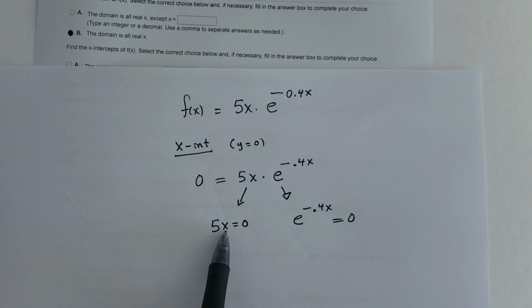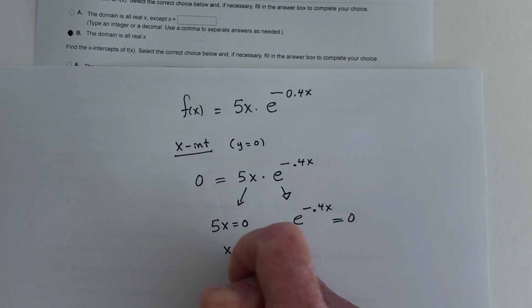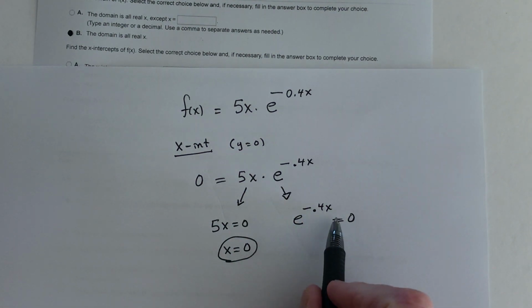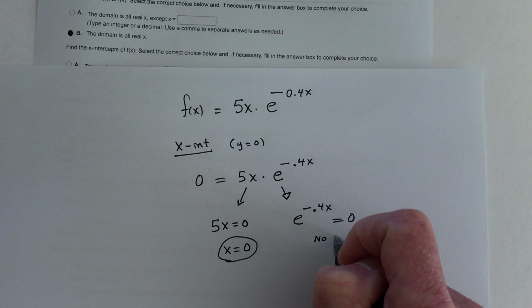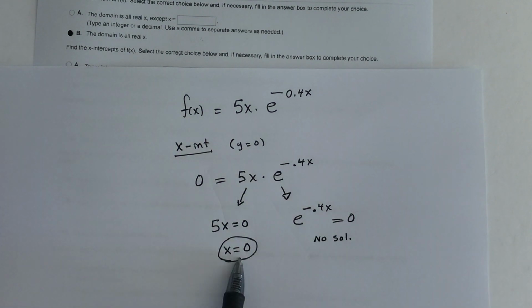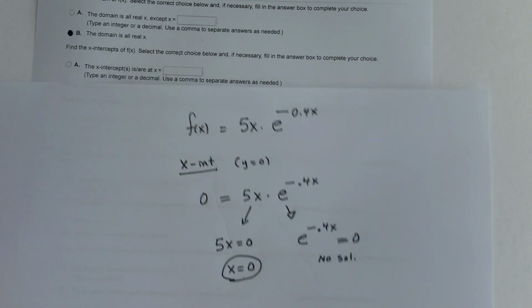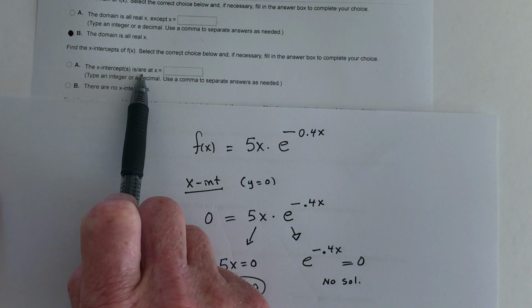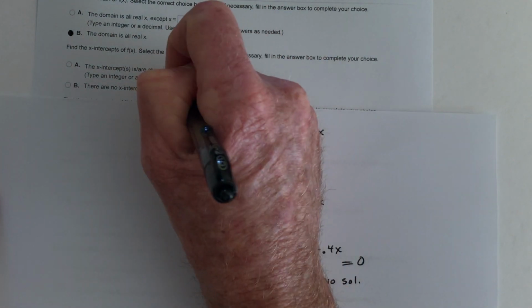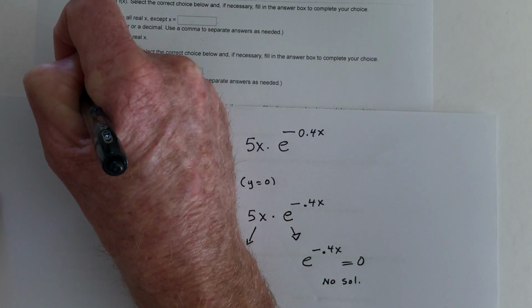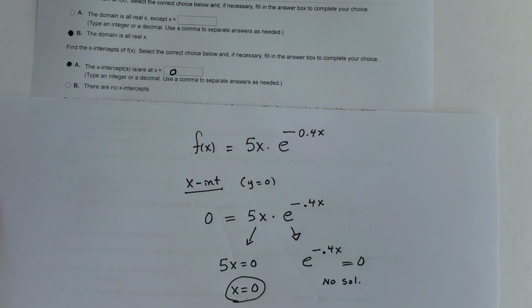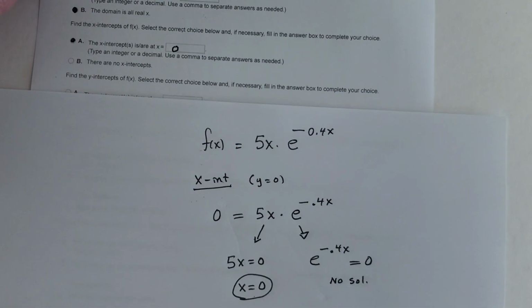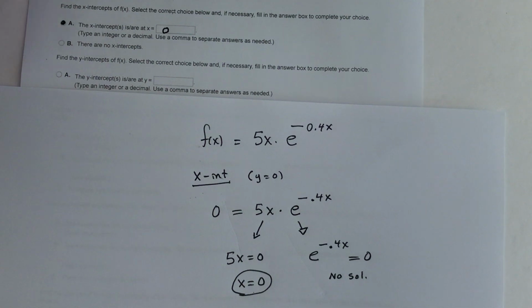And then this one, I just need to divide by 5 and find out that I get the answer 0 divided by 5, so that's 0. And the e function never equals 0, so this one has no solution. So the only answer I get is x equals 0. So the x-intercept is at x equals 0. All right, what's next? The y-intercept.